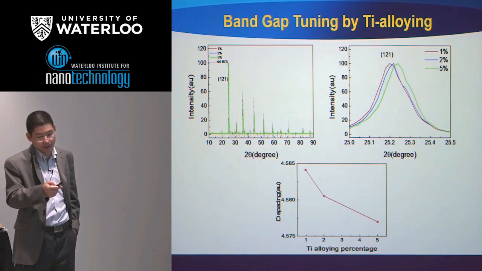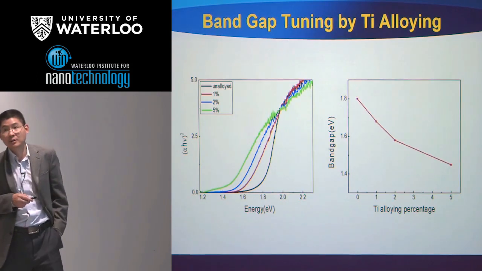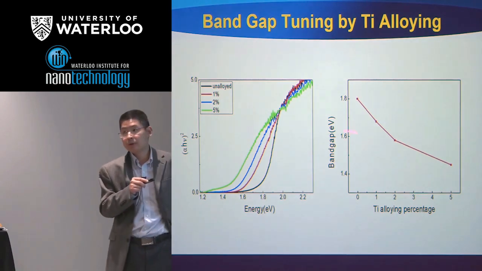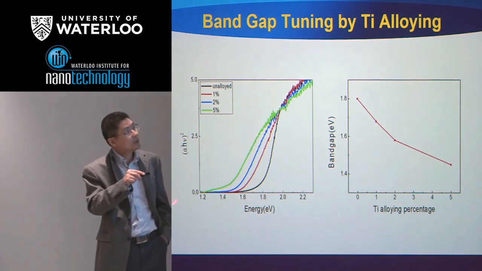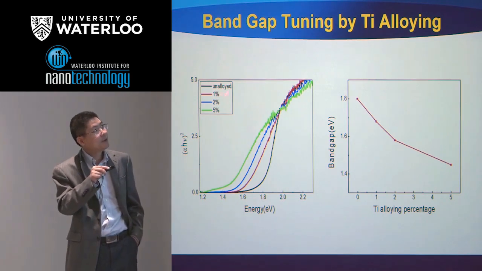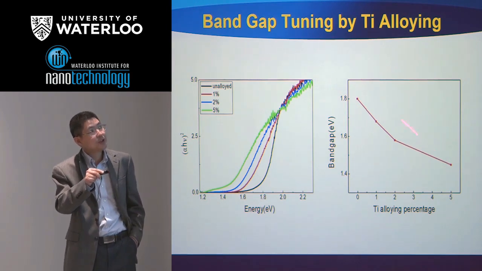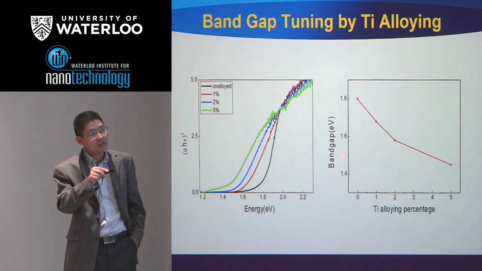Now, how does the band gap change? That's what we are interested in, right? So we again use UV-vis spectroscopy, and we use a Tauc plot to extract the band gap, and plot that as a function of doping concentration. And we see as we increase the doping concentration, the band gap indeed decreases.